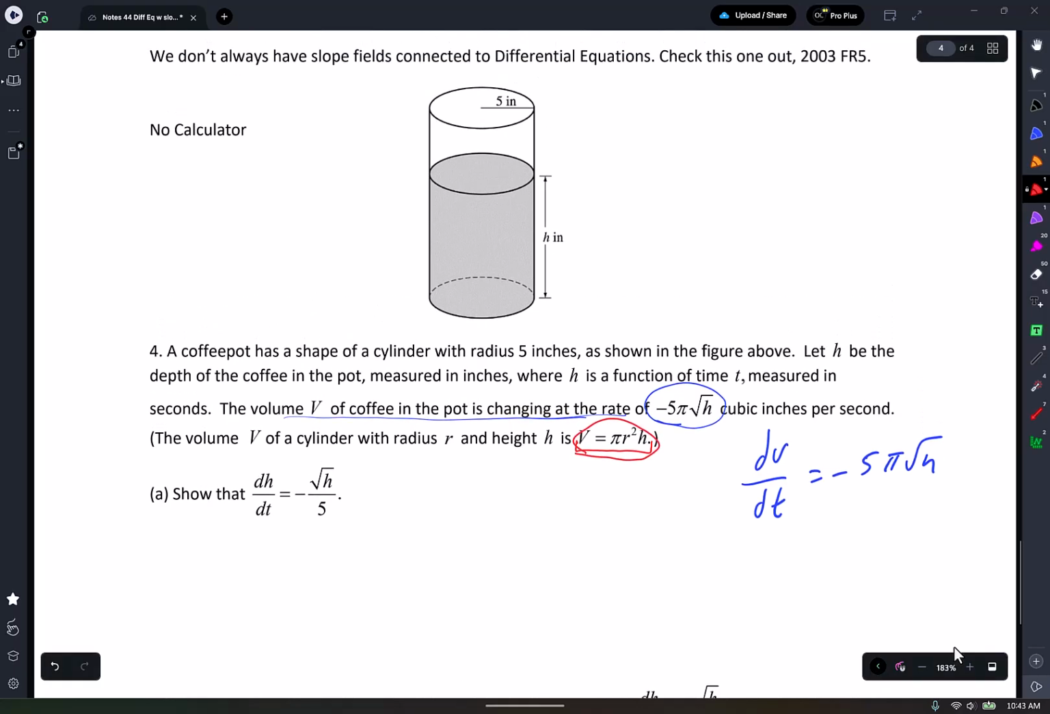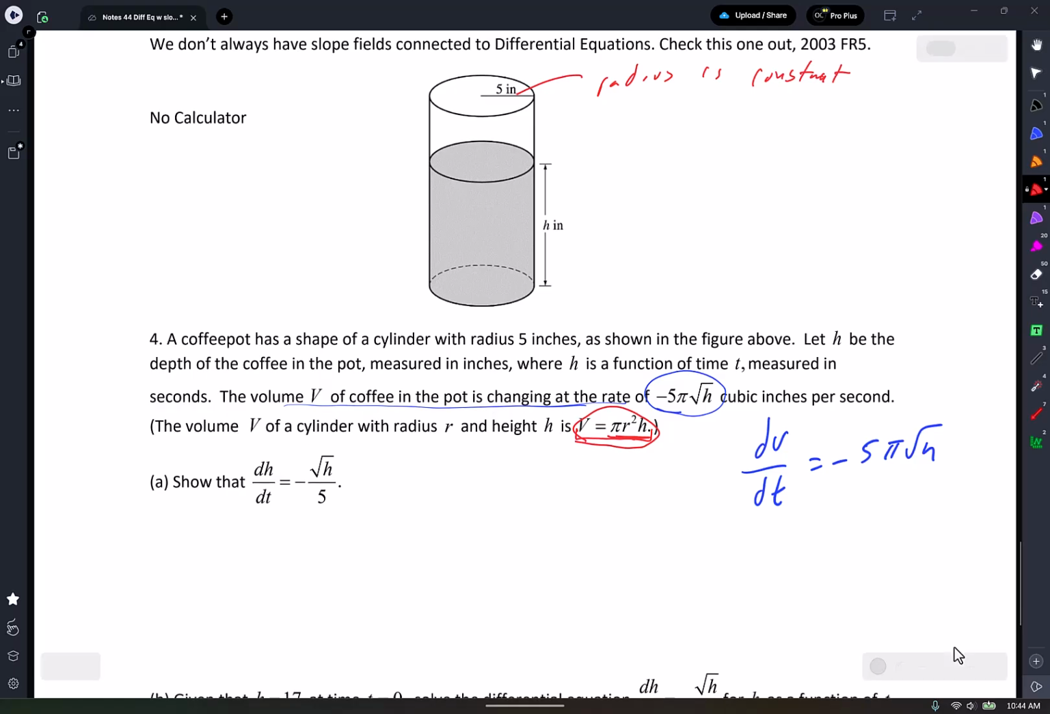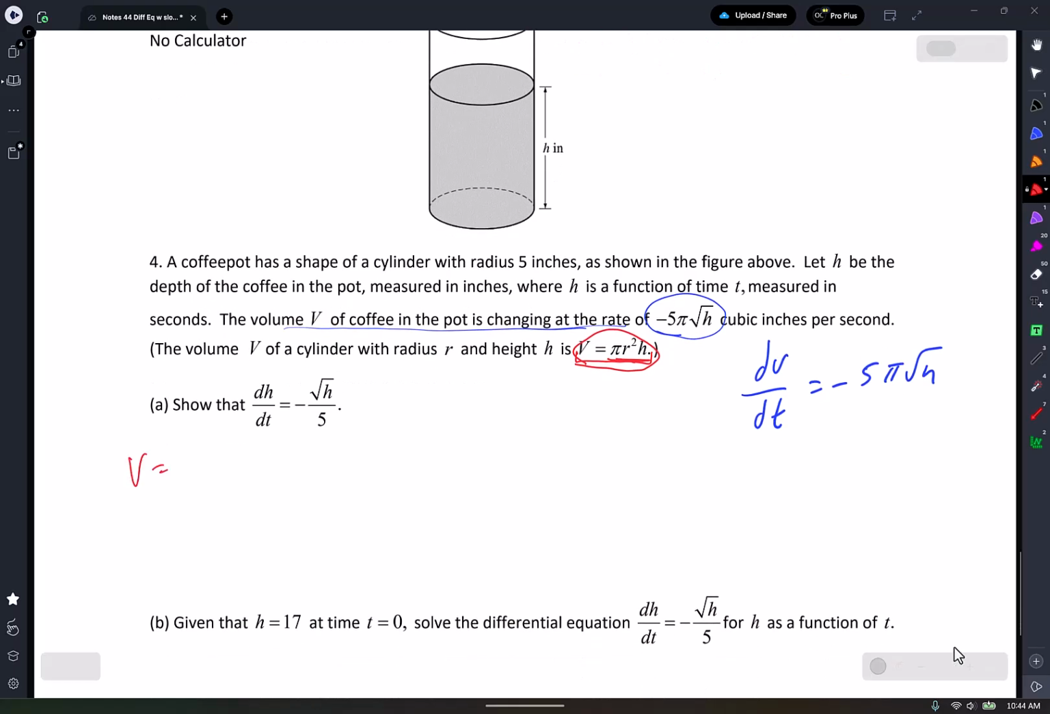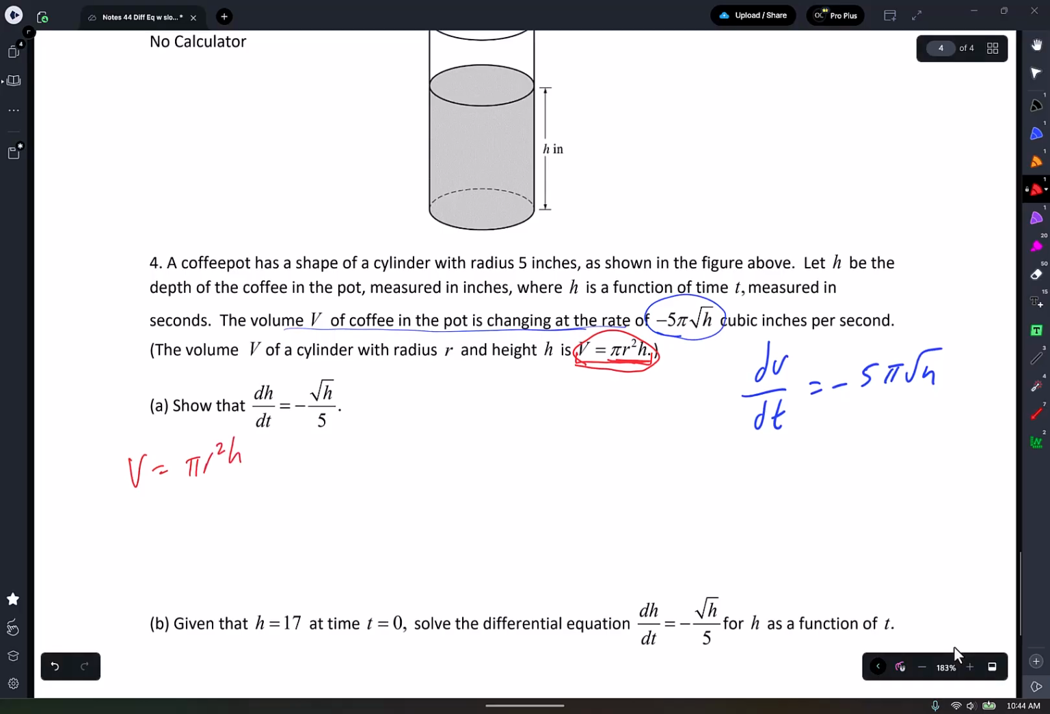The radius is constant. Why is that important? Because you don't have to do product rule. I mean, you can if you want, and then dr/dt is going to be 0. It's going to cancel out that term anyways. But you don't have to do product rule. So look, I'm going to write V equals pi r squared h, and the pi r squared is a constant.